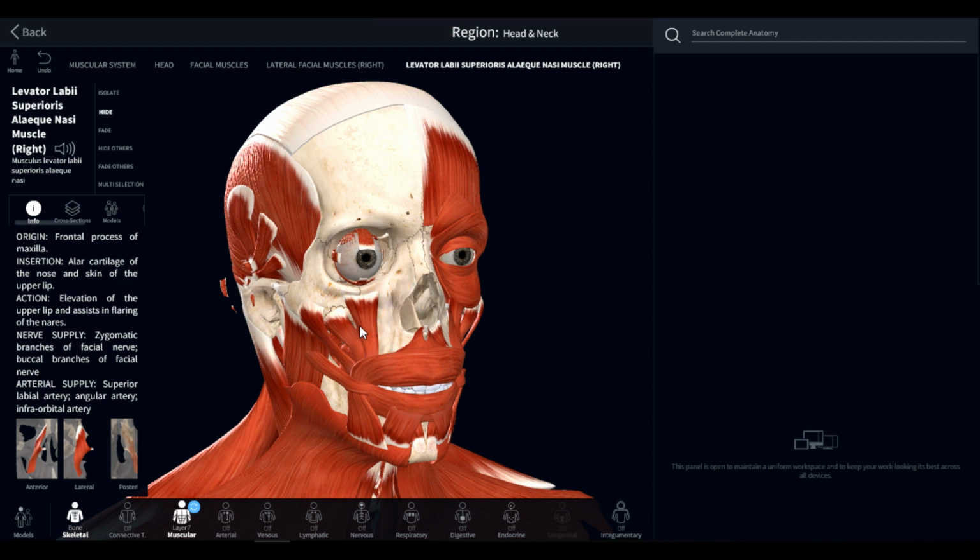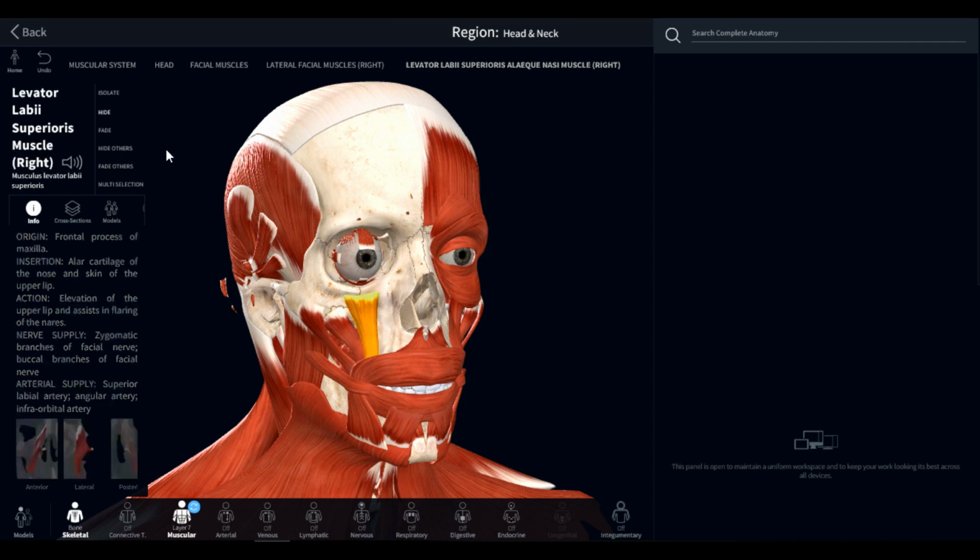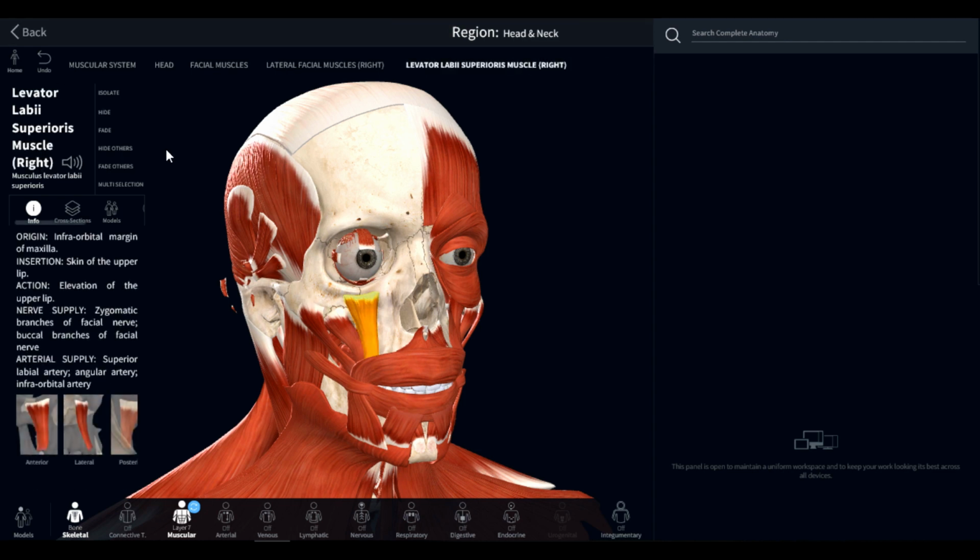If we hide this muscle, we move on. This muscle is known as the levator labii superioris muscle. Also, as the name suggests, this is a muscle that is involved in elevating the upper lip. This muscle has a nerve supply by the zygomatic branch of the facial nerve, and the arterial supply for this muscle is also by the superior labial artery of the facial artery.